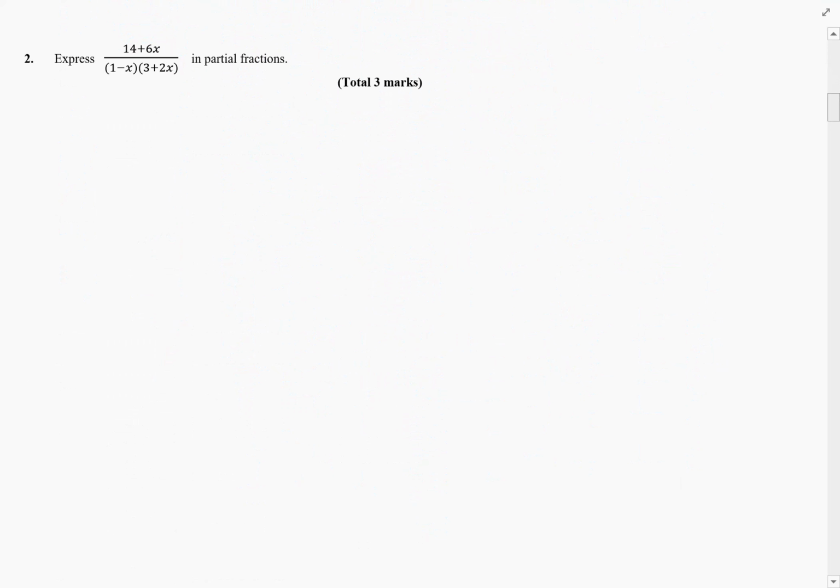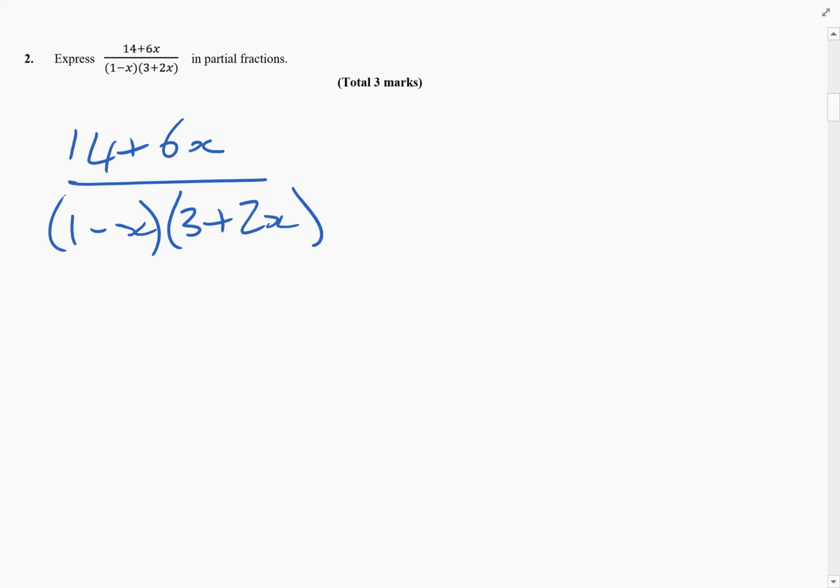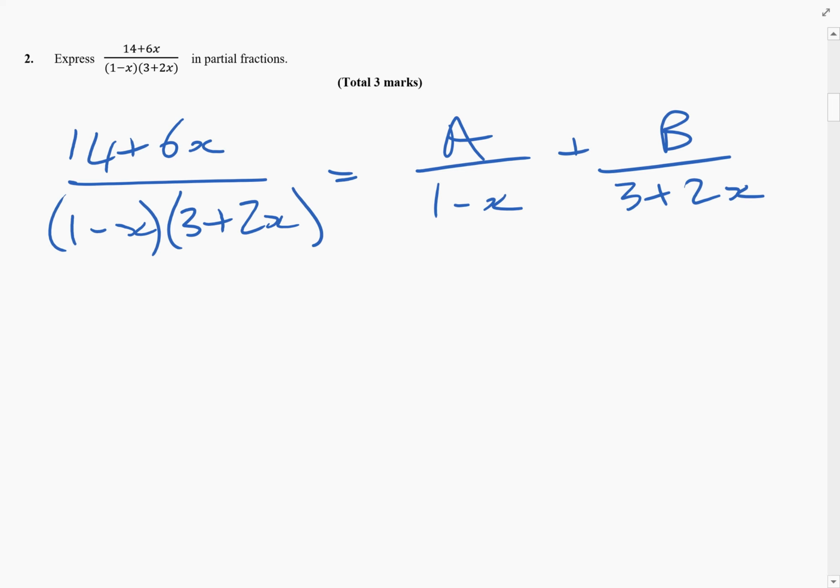Question 2, partial fractions question. Start by splitting it up, so you can write 14 plus 6x equals a over the first bracket plus b over the second bracket. And if we multiply everything by this, what we will have is 14 plus 6x equals, and then we'll have a times by everything highlighted, but you'll see that this will cancel with this. So we'll just have a multiplied by 3 plus 2x.